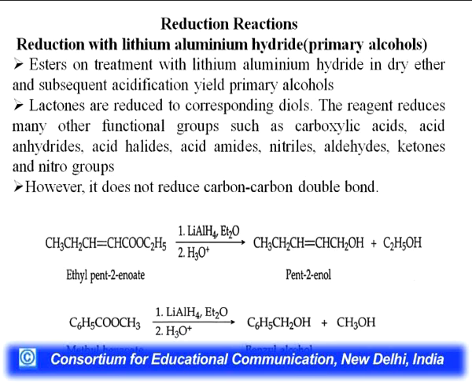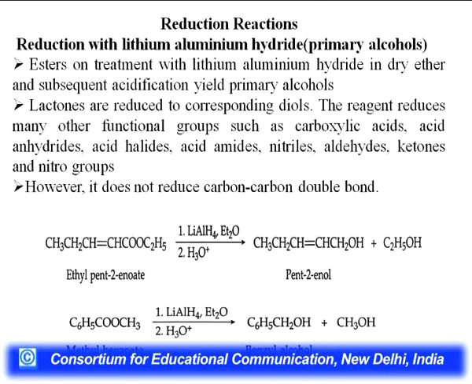Next reaction is the reduction. Reduction with lithium aluminium hydride, primary alcohols are produced. Esters on treatment with lithium aluminium hydride in dry ether and subsequent acidification yield primary alcohols. Lactones are reduced to the corresponding diols. The reagent reduces many other functional groups such as carboxylic acids, anhydrides, acid halides, acid amides, nitriles, aldehydes, ketones and nitro groups. However, it will not reduce the carbon-carbon double bond if present.